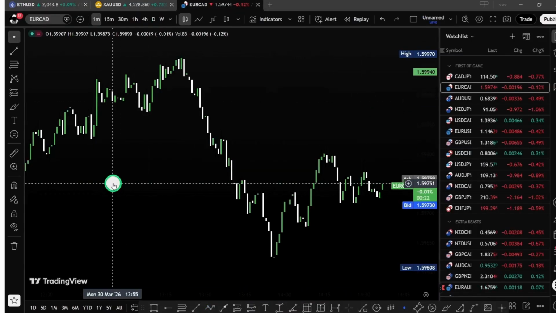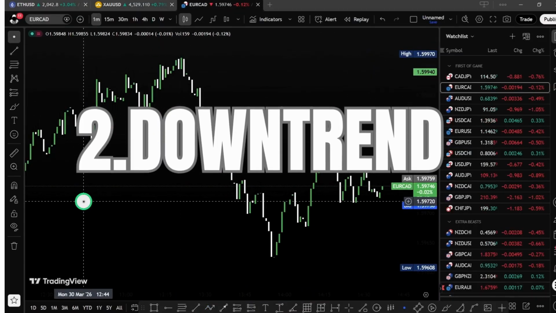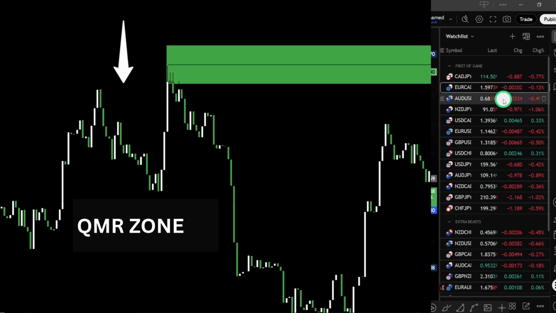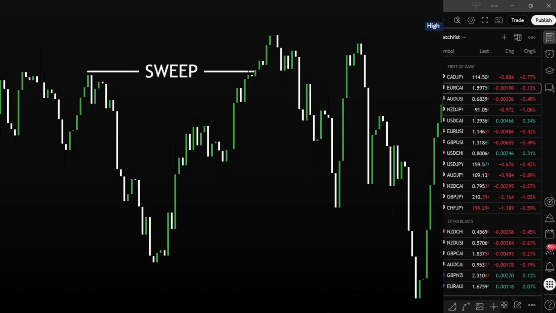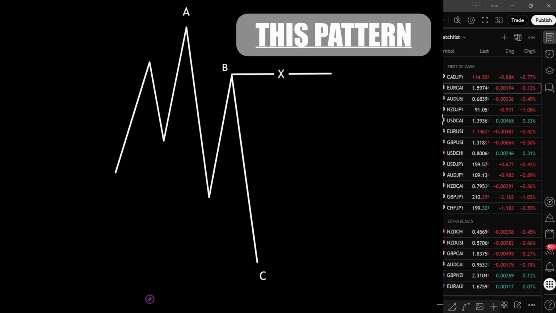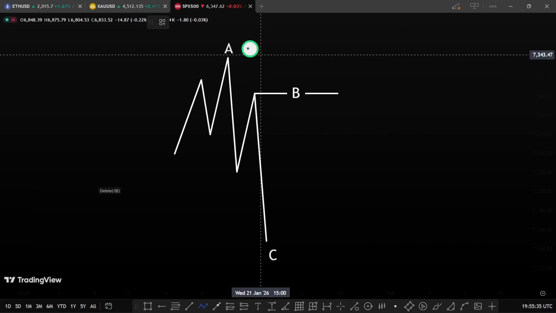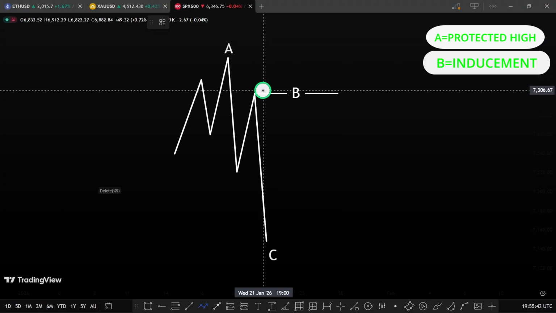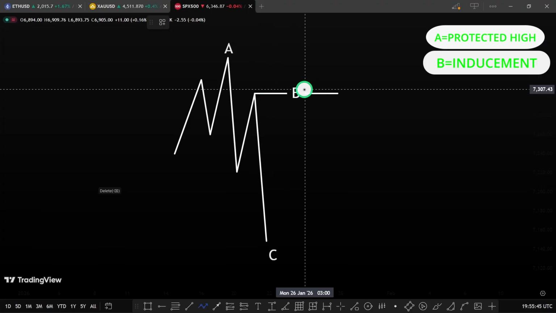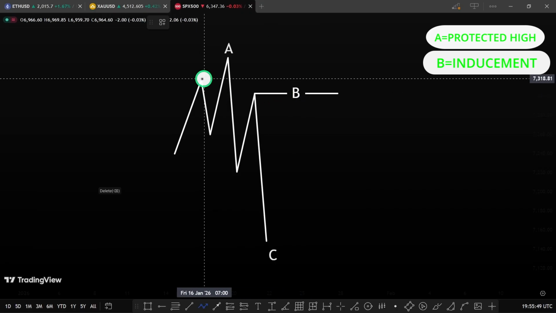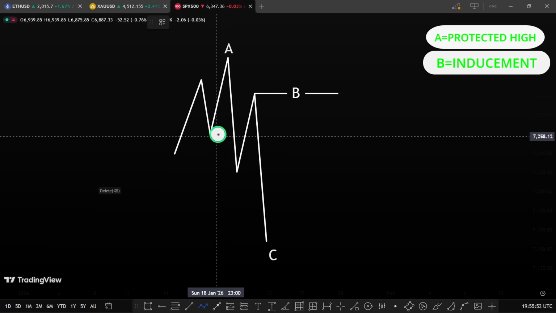In the case of a downtrend, we will need either an area of strong supply, a level of resistance, QMR, and a sweep of a higher time frame high. And then we have to make sure that price has printed exactly this pattern around any of the zones mentioned. For a downtrend, this is our A level, which we don't expect price to sweep or take out, and this is our B level, that is the structural liquidity or inducement, the area where the uninformed traders put their latent or stop orders.